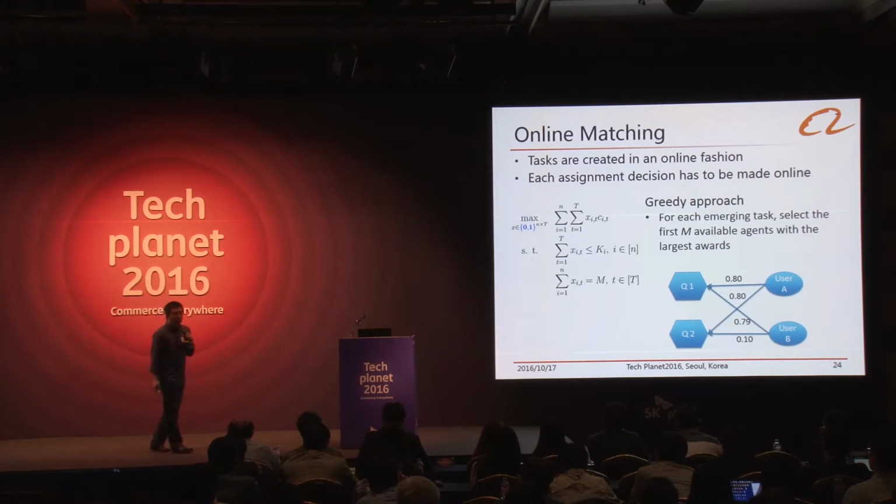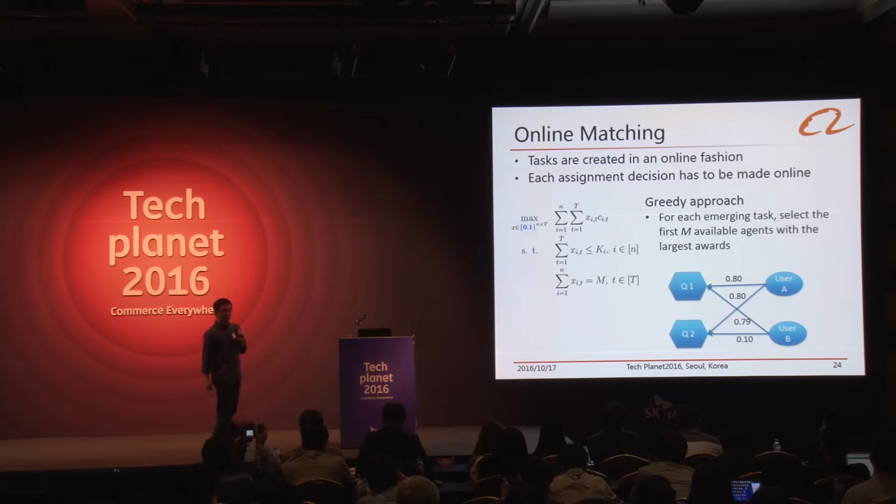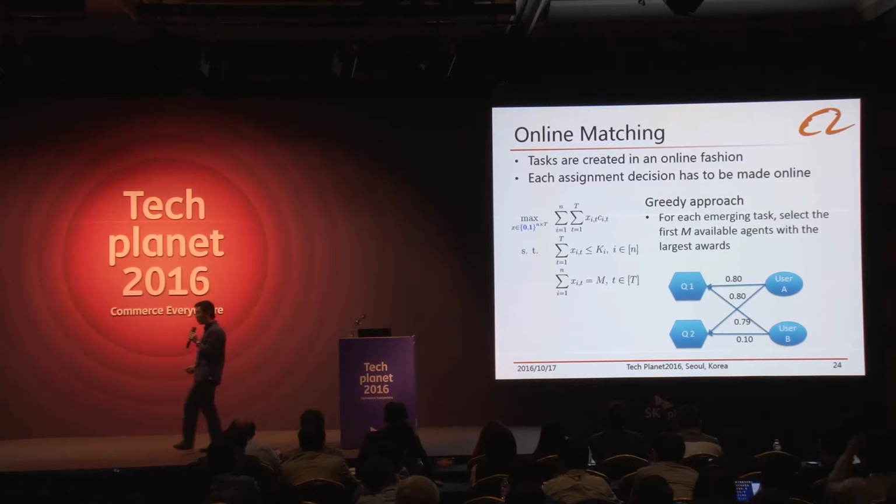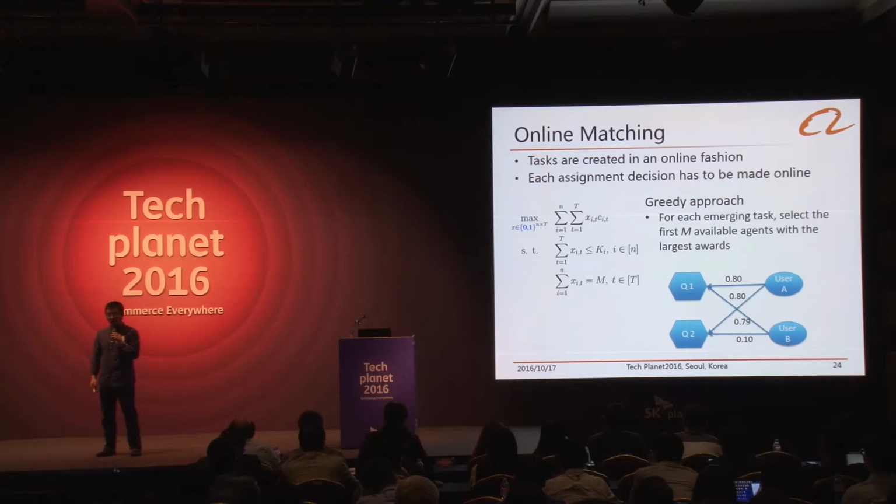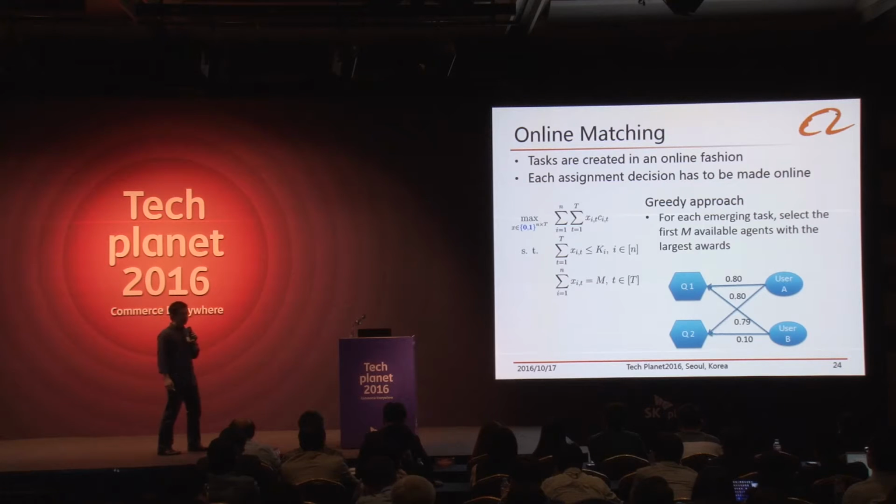The simple approach to deal with this online question is, for each emerging task you receive, you look at all the candidate users who could answer the question, and you find the one who is going to provide the best answer. This is usually called the greedy algorithm. But unfortunately, this greedy algorithm is not going to work well in reality. Let me show you a simple example to demonstrate the fundamental flaw of this greedy approach.